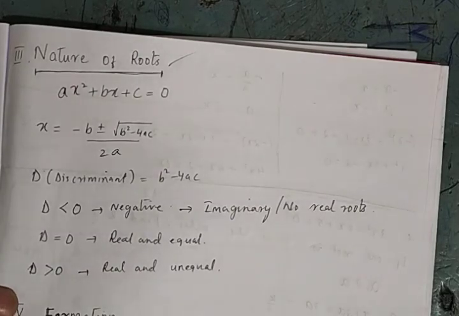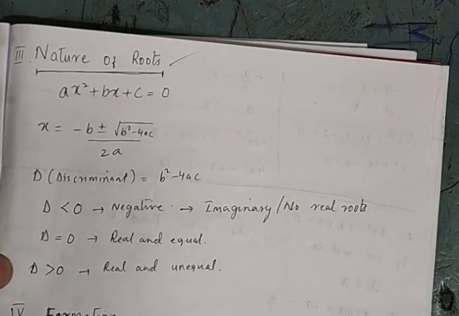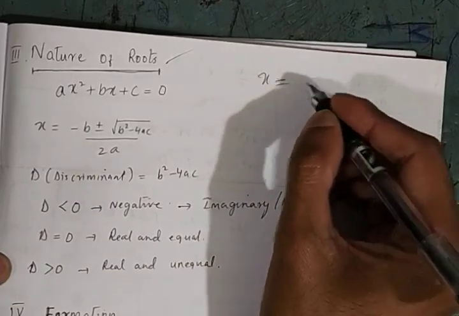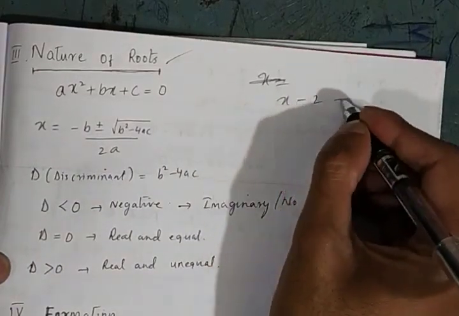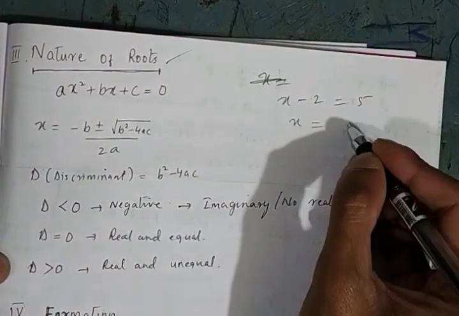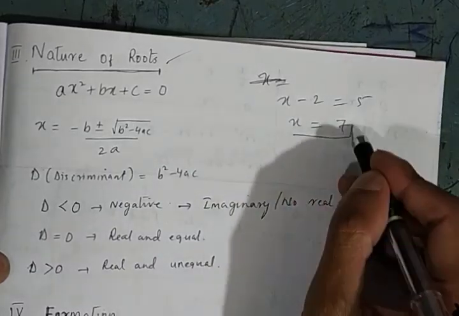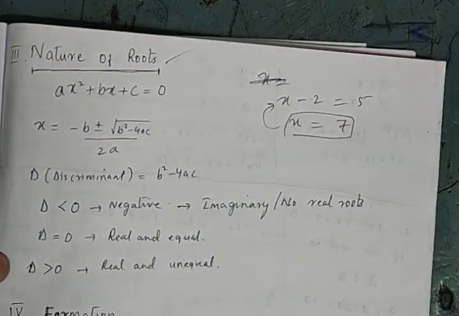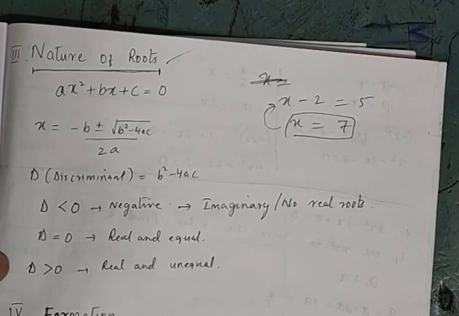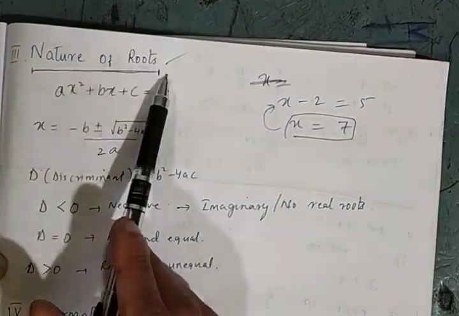Solution, I can say solution, value of x. If unknown is y, value of y is called the root. x minus 2 equal to 5, x equal to 7. x equal to 7 is the root of this equation, is a solution. Now, nature of roots, let's see.